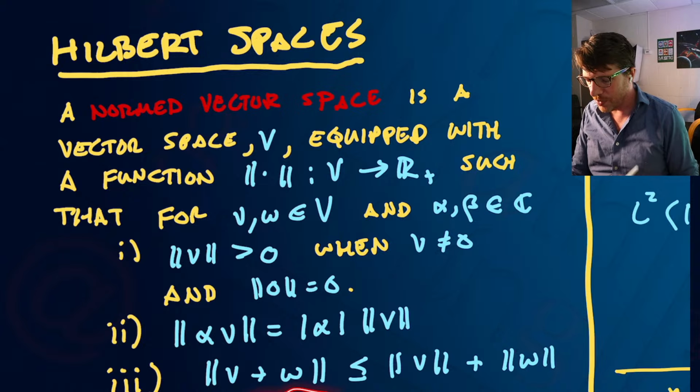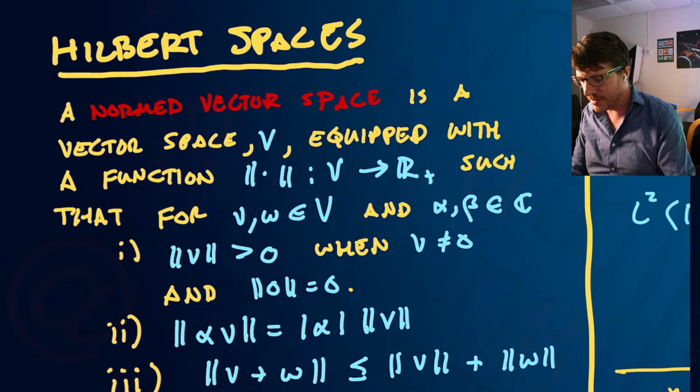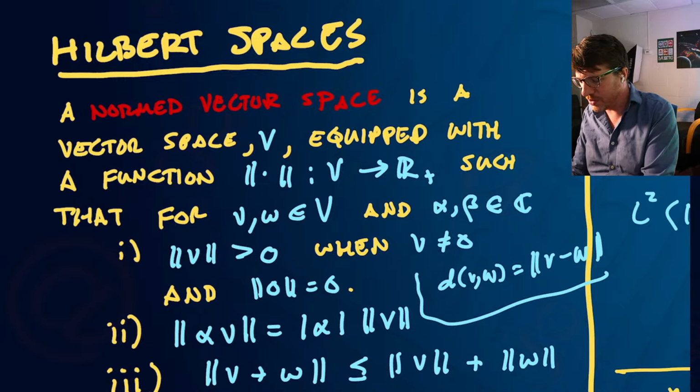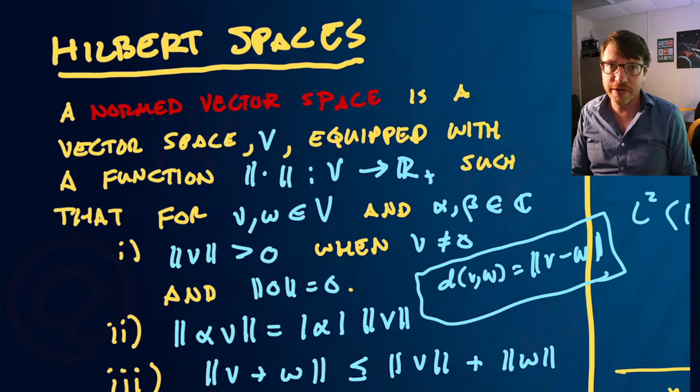And then what we can do is we can take any of these and we can turn it into a distance measure. So we can say the distance between v and w is going to be the norm of v minus w. And that is a metric that we put onto our normed vector spaces.